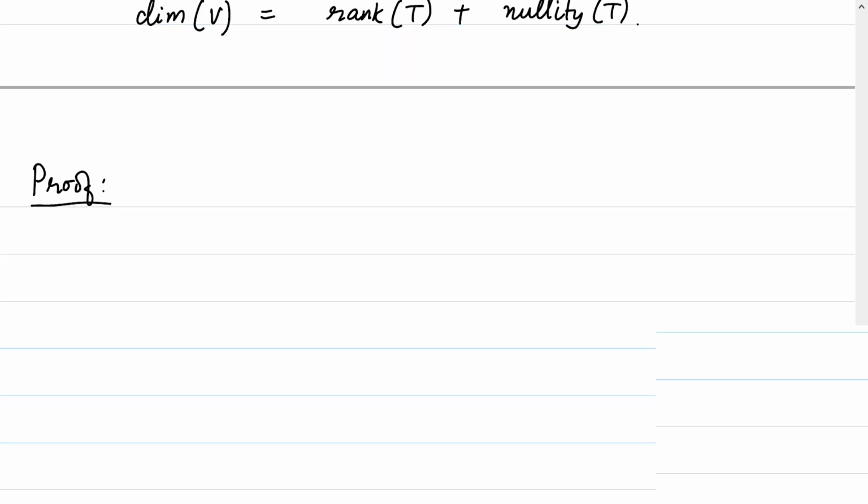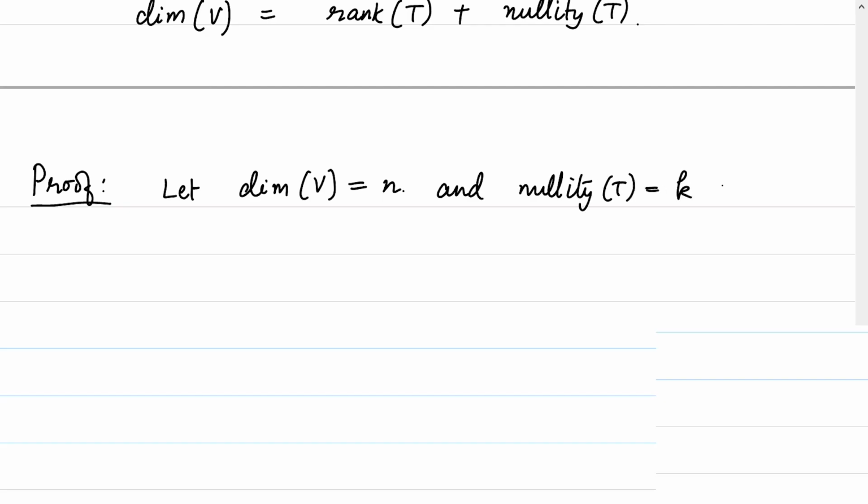So we know that the dimension of V is finite. So let's give it a name: the dimension of V is equal to n. And we also know that the null space of T is a subspace of V. So in particular, the dimension of the null space will be less than or equal to the dimension of V. And let's call that K. The nullity of T is equal to K, and we know that this is less than or equal to n.